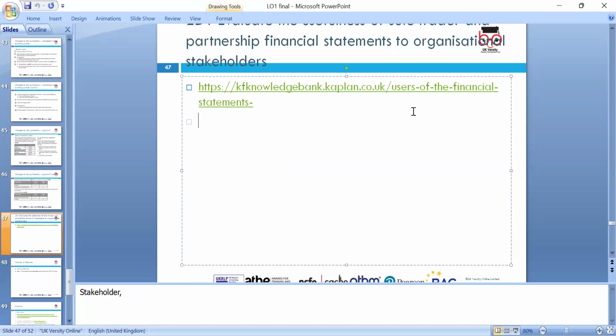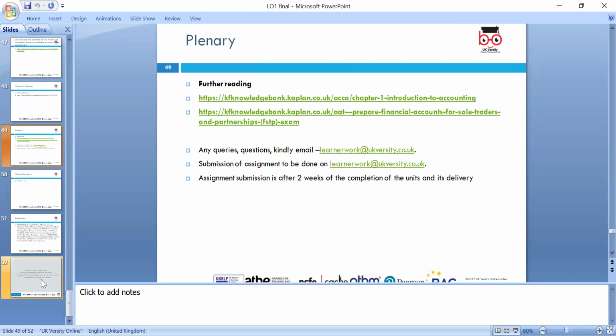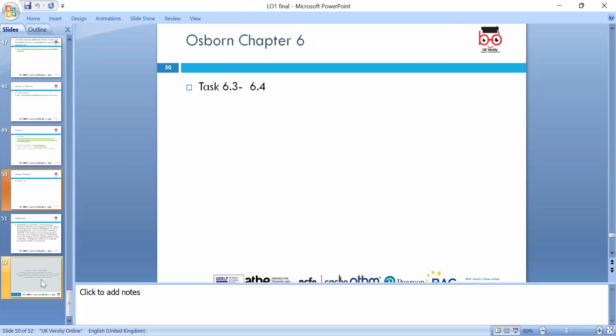Stakeholders means anyone who has any interest in the business. It is called a stake, and stakeholders include customers and suppliers. I included the link for you if you want to look at it and a few questions. Questions 6.5 and 6.6 are quite good to explore, and that is chapter 6 with a few adjustments.